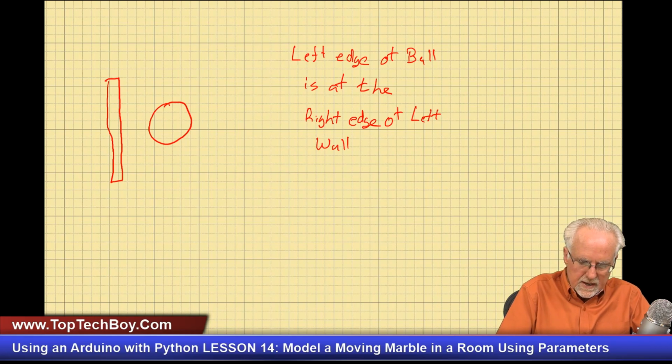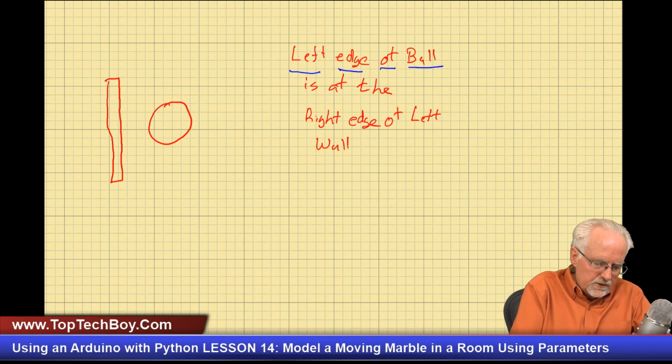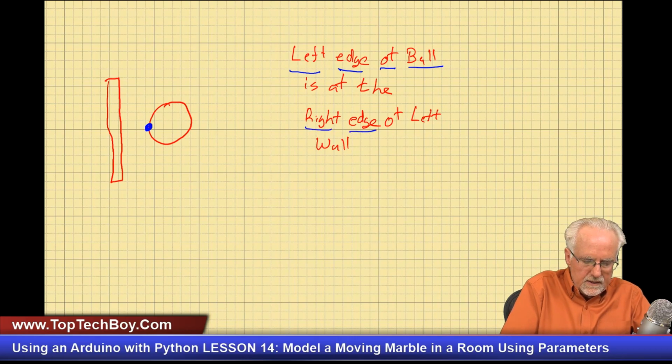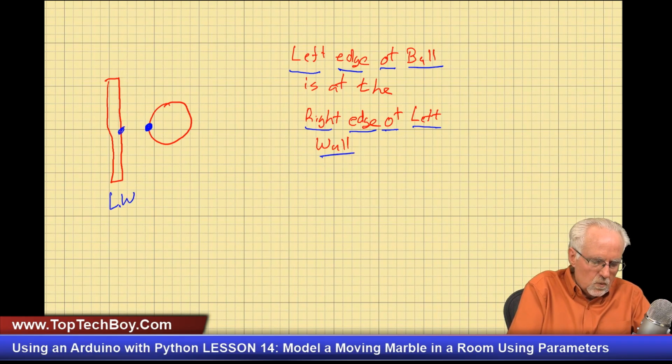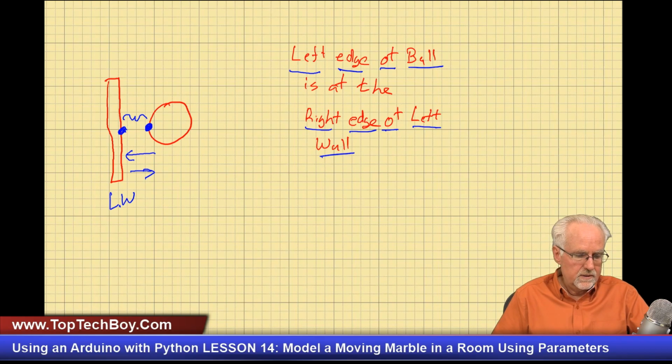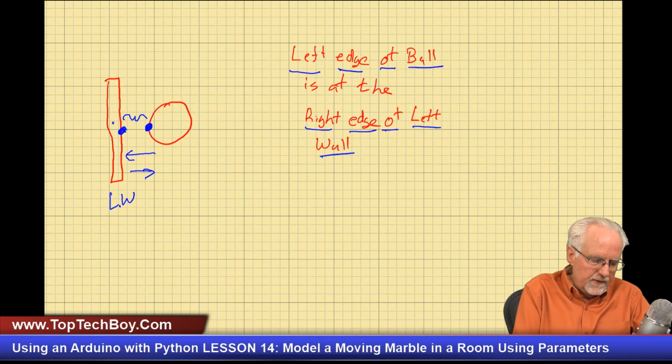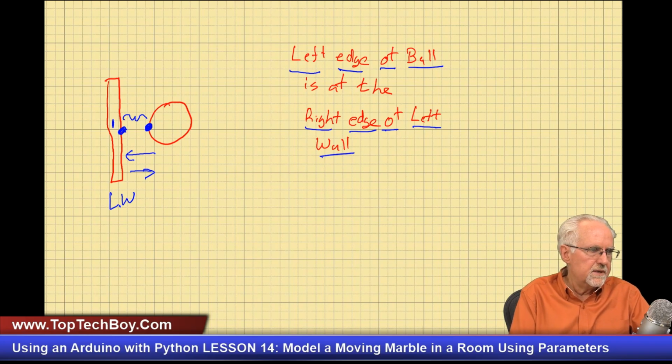Okay, so let's try to do that. The left edge of the ball is right here, and we're comparing that to the right edge of the left wall. This is the left wall. This is the right edge of the left wall. This is the thing that we care about. Has this gotten here? If it has, then we want to change directions. We have to remember that this is the overall position of the left wall, and this is the overall position of the left wall plus half the wall thickness.